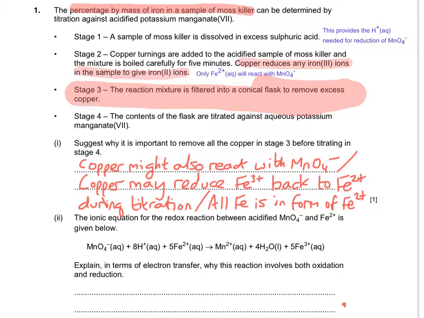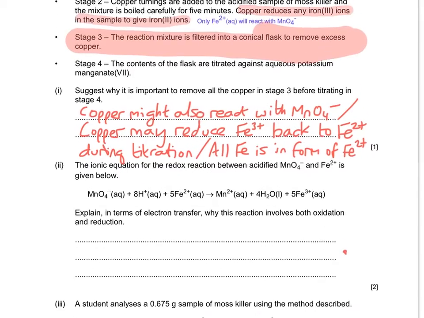So that's why we use stage 3 before we start the titration, is to get rid of any copper. Because the copper's job is done. We don't want it interfering with our titration in any way. So now we're at stage 4. The contents of the flask can be titrated. So let's move the page down a bit, so we can have a look at the next part of the question.